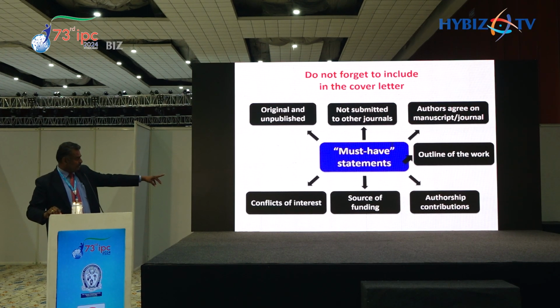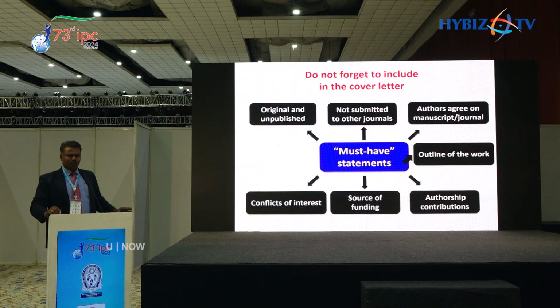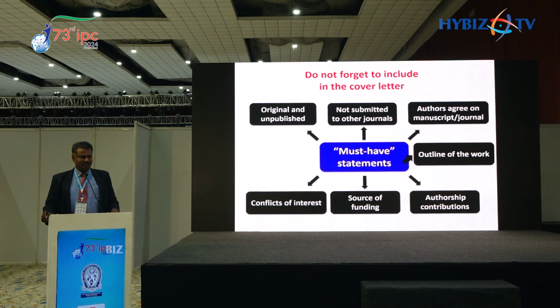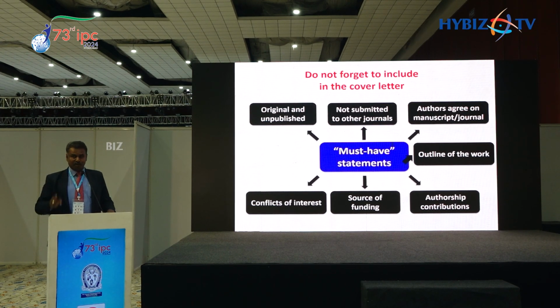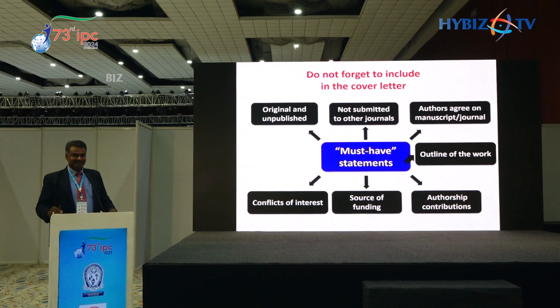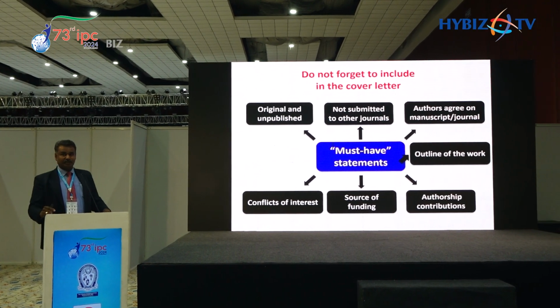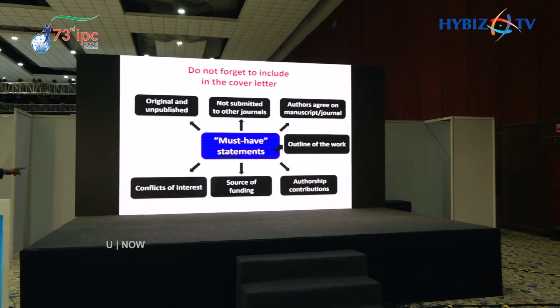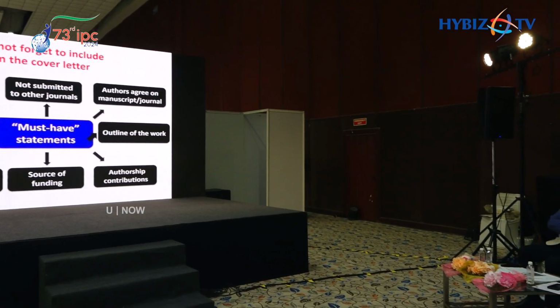Then comes the outline of the work or your author contribution. Don't include 15 authors in your manuscript. If you are a PhD student, it should be you and your guide, that's all. If a co-guide is there in between, you should be the first author. The guide should be the corresponding author. Most PhD students submit their paper on their own. It is again misconduct. You should never submit your paper without the permission of the guide. Conflict of interest: any financial matter, you should mention it.